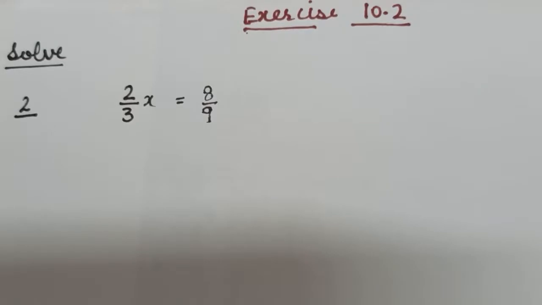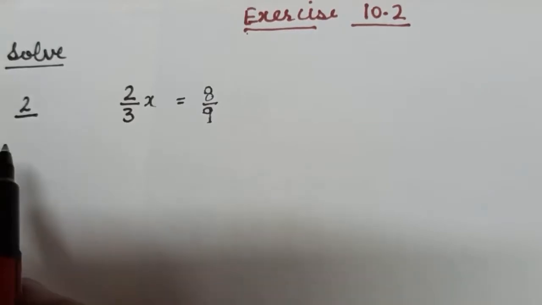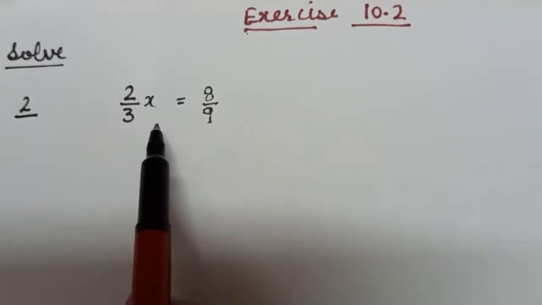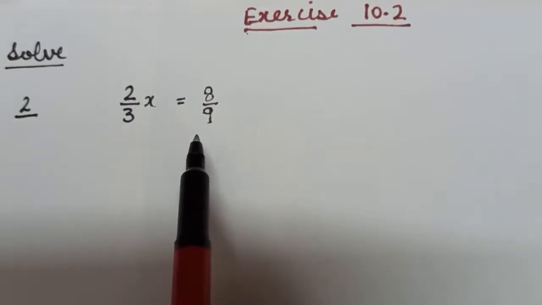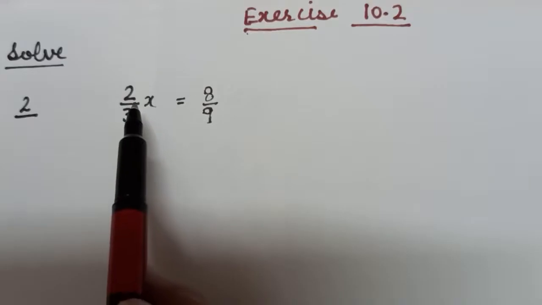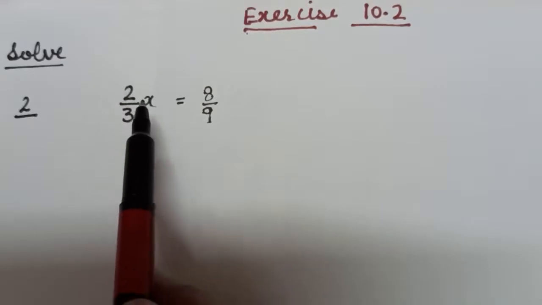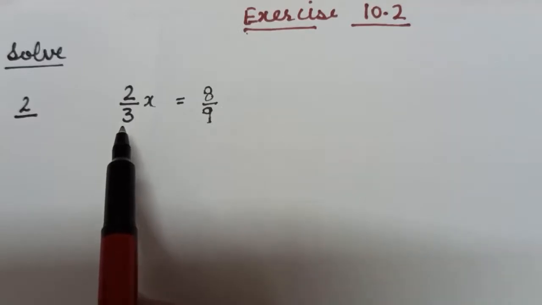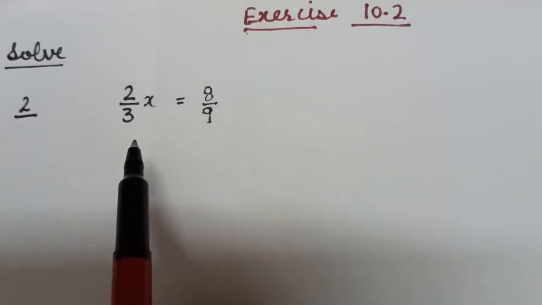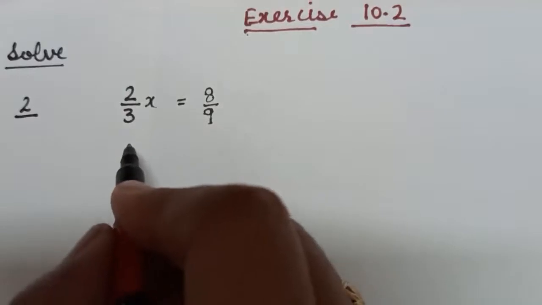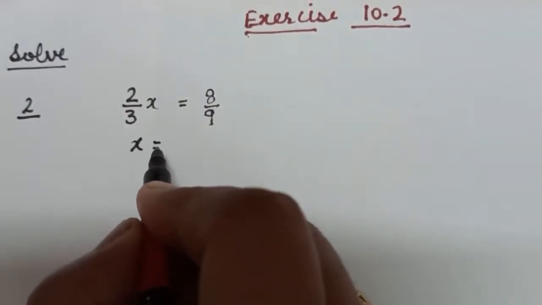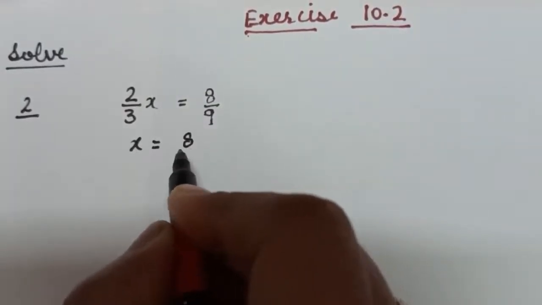Now let us start with exercise 10.2. Second question is 2 upon 3x is equal to 8 upon 9. Whenever something is there in fraction with the variable, we take this number to other side, but we will reciprocate it. Alright, so x is equal to 8 upon 9.